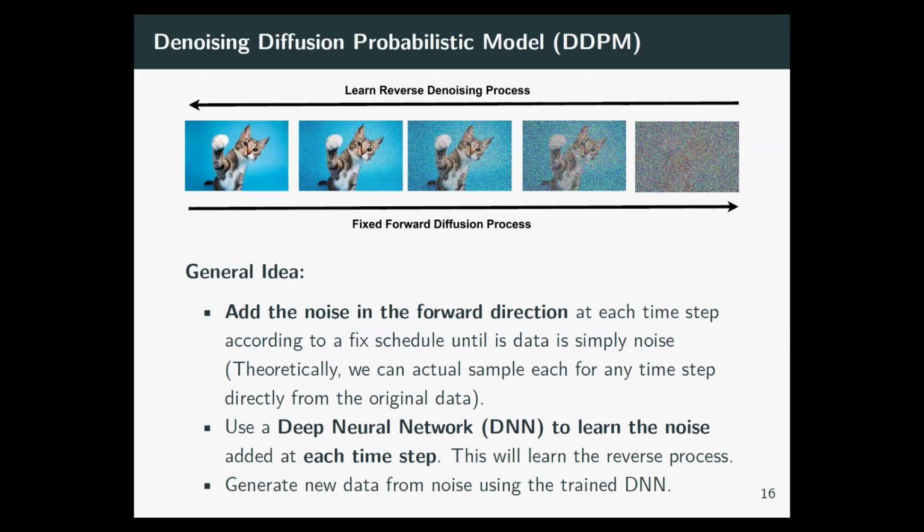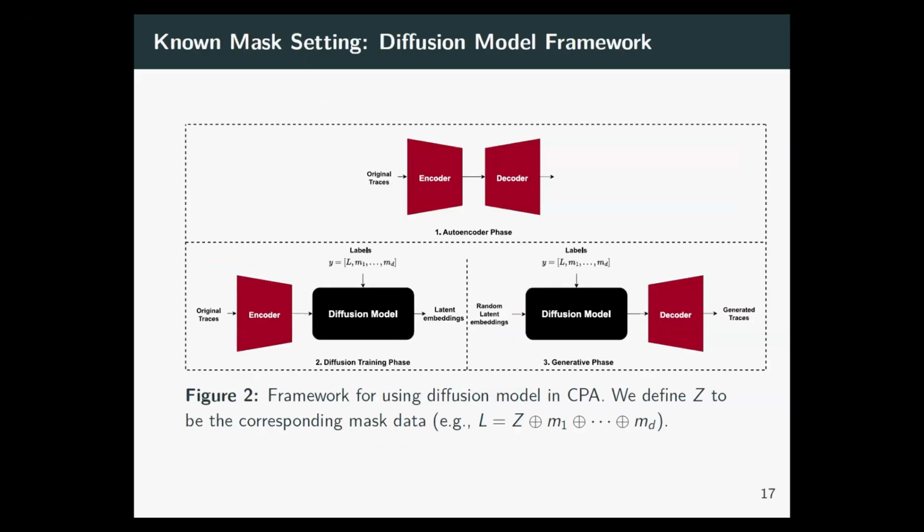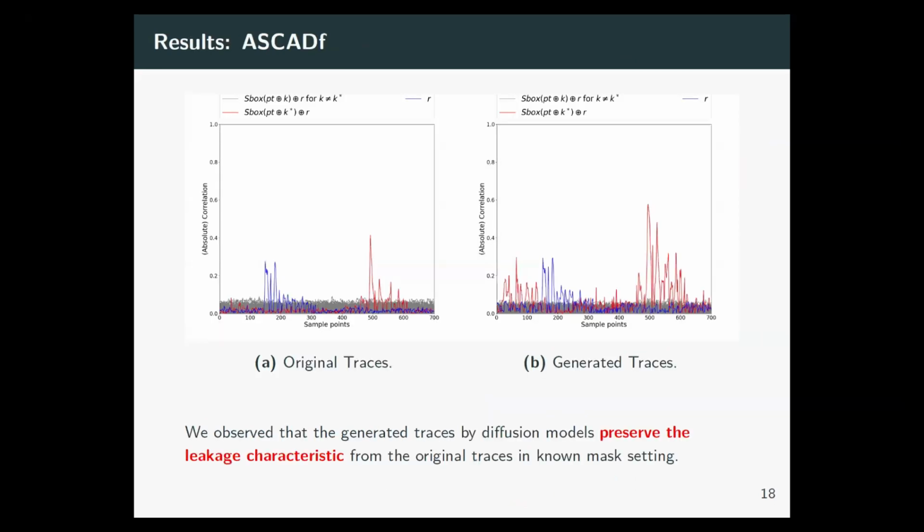So we apply this diffusion model to traces. In our work, we propose frameworks for two different settings. The no mask setting, where we employ an autoencoder together with a diffusion model to generate artificial traces. What we found was that the artificial traces generated by the diffusion model can actually preserve the leakage characteristics of the original traces.